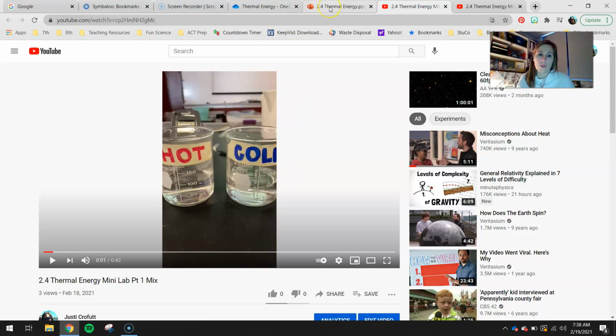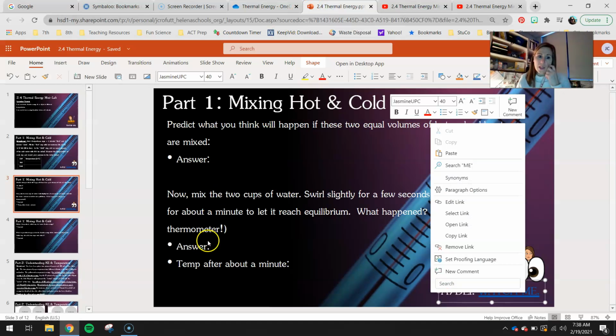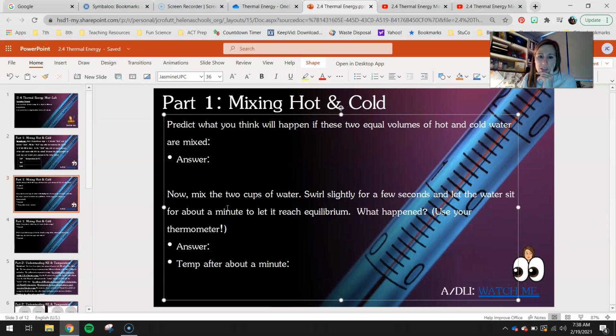With the hot and the cold, we're getting ready to mix those. Now mix the 2 cups of water, swirl slightly for a few seconds, and let the water sit for about a minute to let it reach equilibrium. Equilibrium is where basically all the molecules have finished transferring energy, so now they all have the exact same amount of energy. What happened? Use your thermometer.